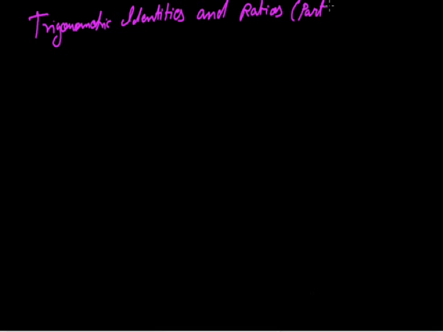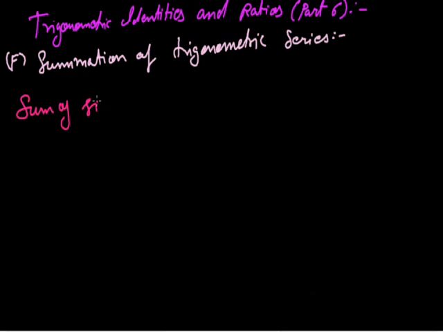Today we will discuss trigonometric identities and ratios, part 6. F. Summation of trigonometric series. Sum of sines or cosines of angles.